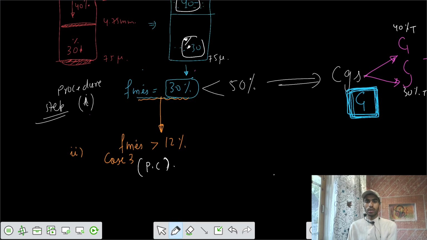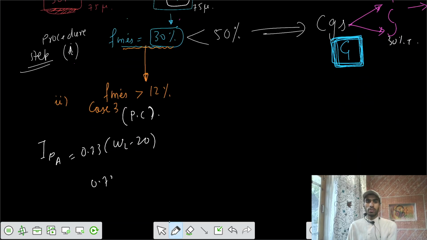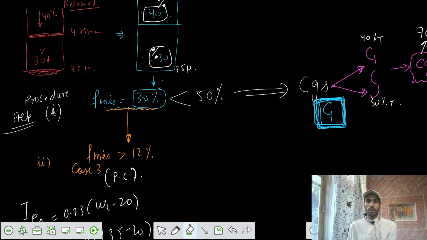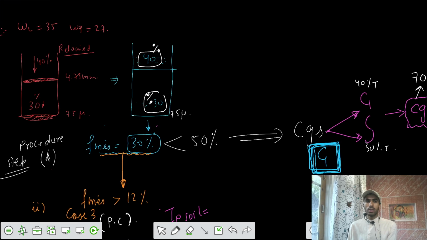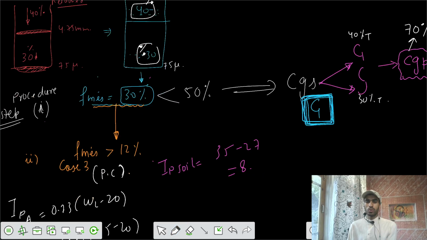For that, let's calculate the value of the A line, IP for the A line. IP is 0.73 times (liquid limit minus 20). Liquid limit of 35 is there, so 35 minus 20. What is this value coming to be? It is 10.95. And what is the actual value of IP for the soil? Liquid limit minus plastic limit: 35 minus 27, that's 8.